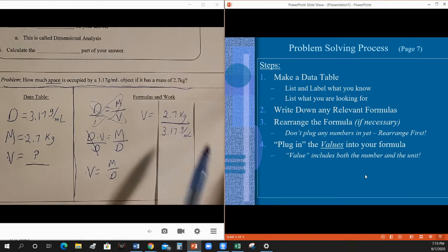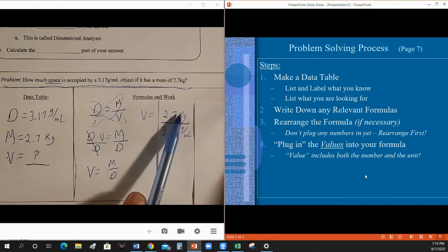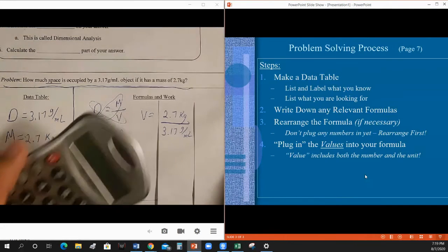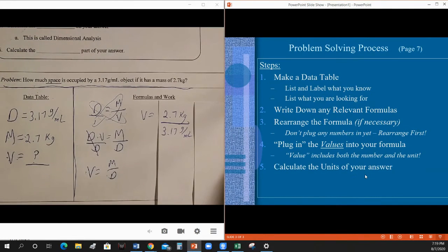So never just put numbers in and then slap a unit on at the end. Those units are part of all of your values, and so they're part of your calculation. So you want to include those units when you're plugging them in. And then before you even go to pick up your calculator, step number 5 is actually to calculate the units first.